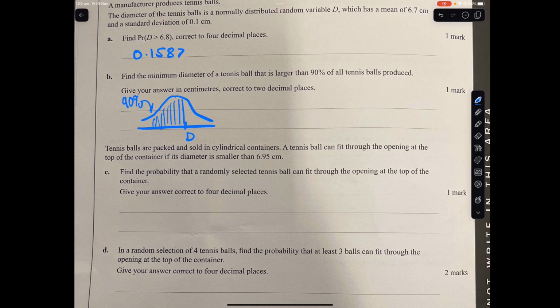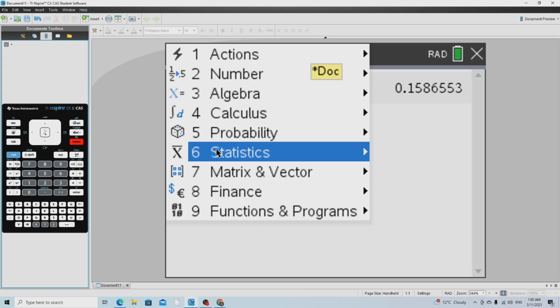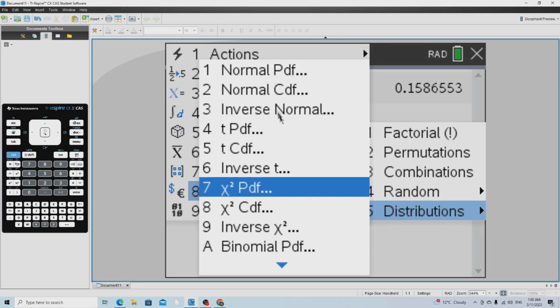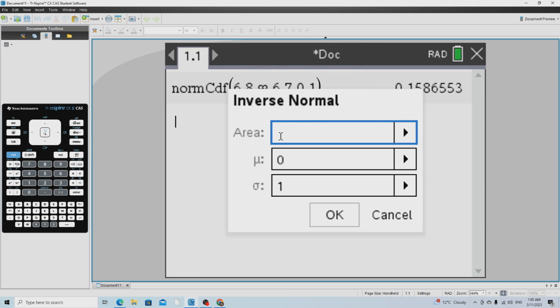We're saying it's 90%. So find the minimum diameter of a tennis ball that is larger than 90% of all tennis balls. So this ball over here, the one that we're trying to find, is larger than all this 90%. That's easy. We can just go on our calculator to probability distributions, inverse norm, and our area here is 0.9. Our mean is still 6.7 and our standard deviation is 0.1.